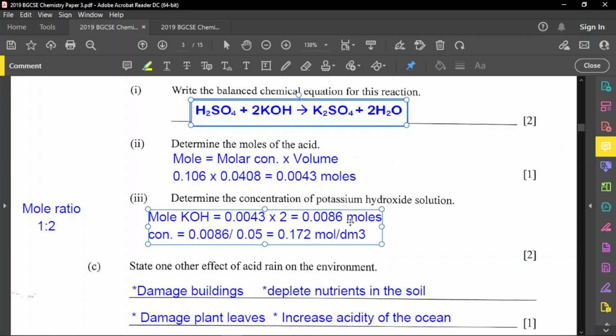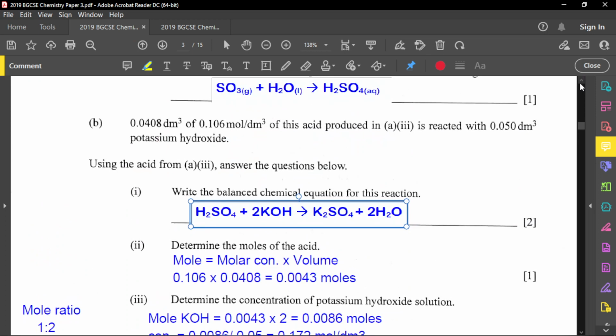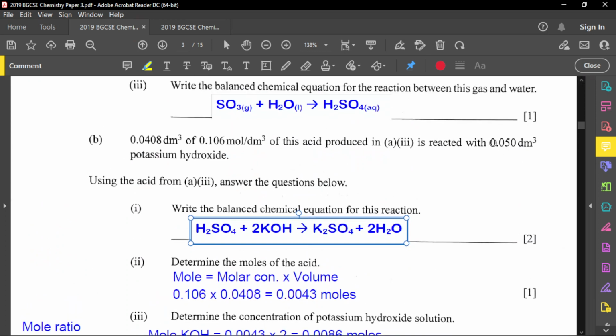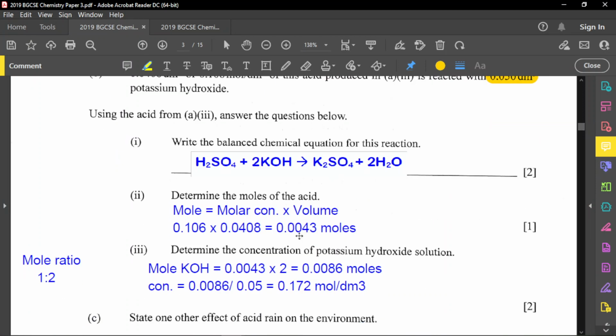Now, since you have the mole of potassium hydroxide, to find the concentration, all you need to do is to divide that mole by the volume. And let's go back to the question. You're going to see the volume of potassium hydroxide right here. And so the volume of potassium hydroxide is 0.05 dm cube. And so once you divide the mole by that, you get 0.172 moles per dm cube.